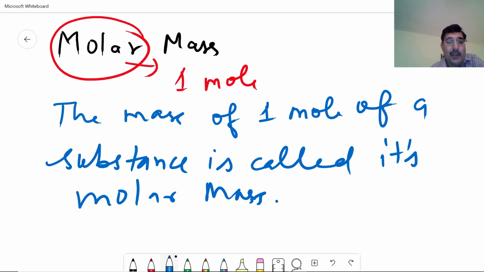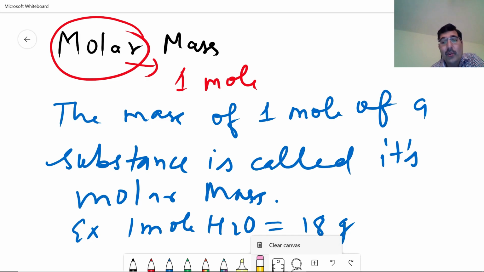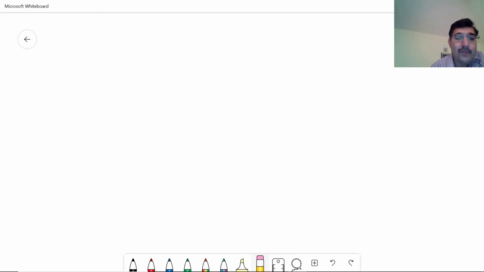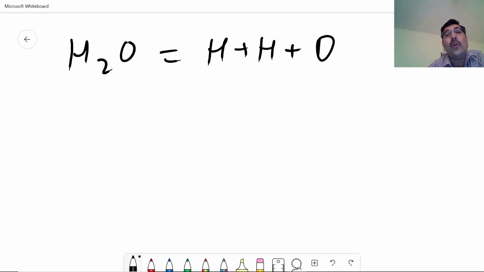For example, 1 mole of H2O. What is the molar mass of 1 mole of H2O? That is 18 gram. How is it 18 gram? H2O equals hydrogen plus oxygen: two atoms of hydrogen and one atom of oxygen.